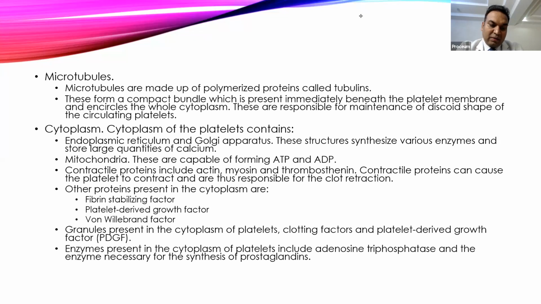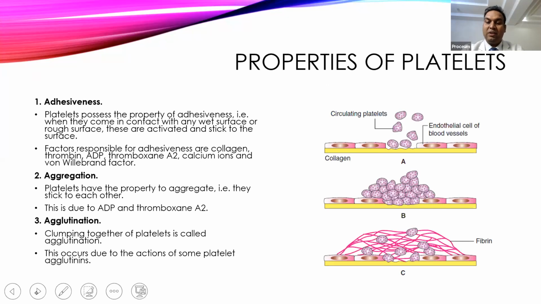Apart from this, other proteins are also present in the platelet, like fibrin stabilizing factor, platelet derived factors, and von Willebrand factor. These are important coagulation factors for blood coagulation. The granules in the platelet usually contain various clotting factors and platelet derived growth factors. Various enzymes are also present, which are important for the synthesis of leukotrienes or cytokines like prostaglandin and thromboxane A2.